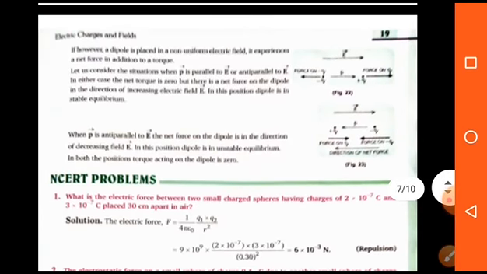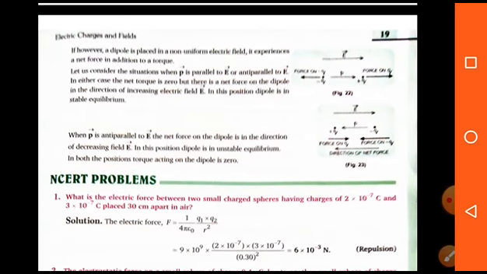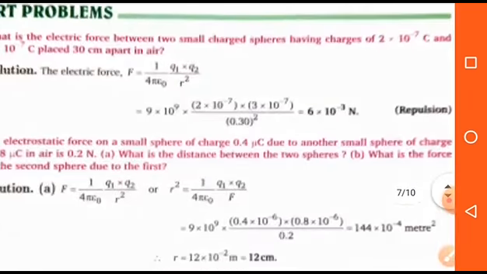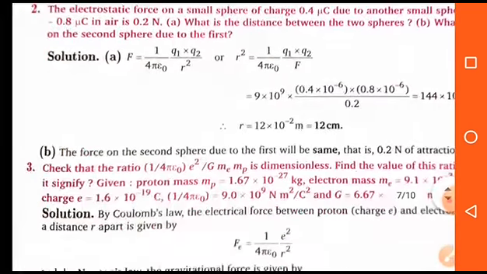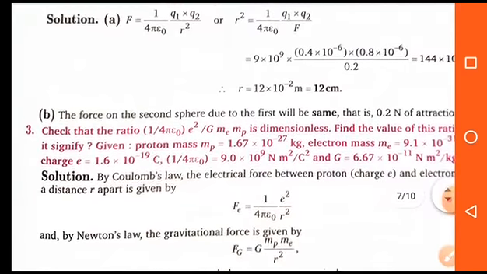Now students, on the basis of the above derivations and definitions, you can solve the questions and numericals of this chapter very easily. So try to solve these questions and numericals and enhance your knowledge.